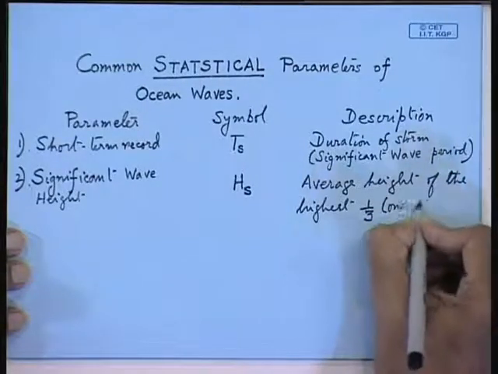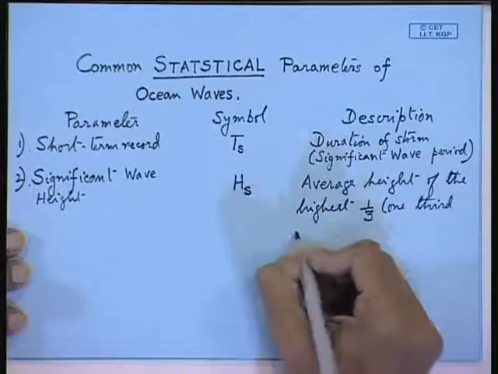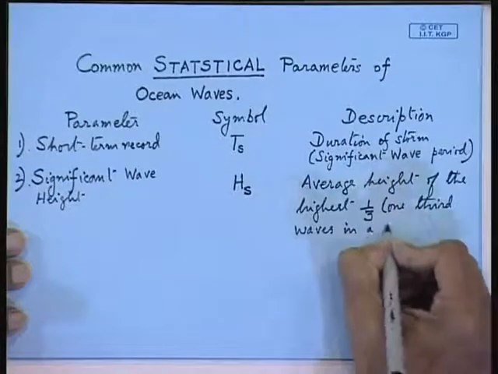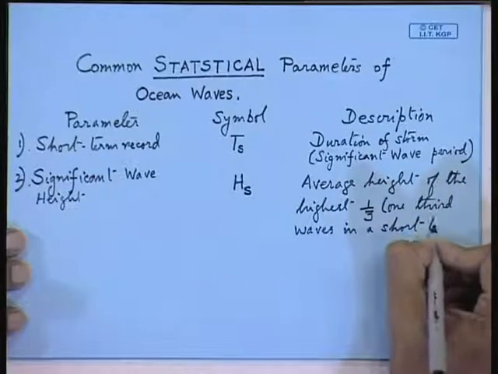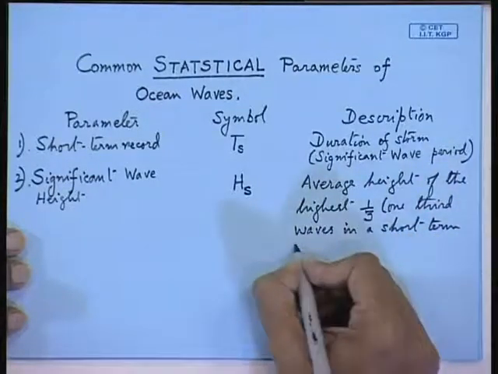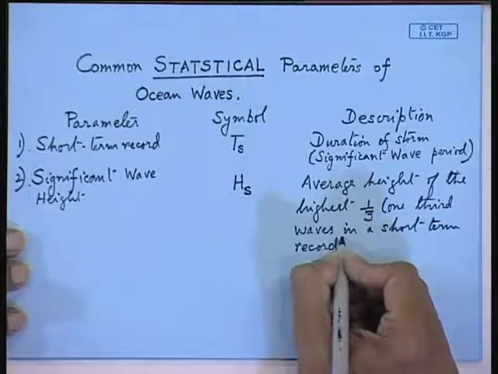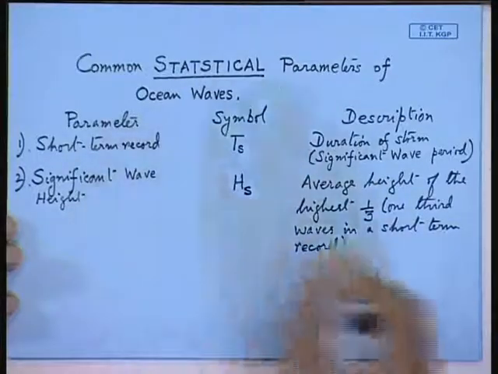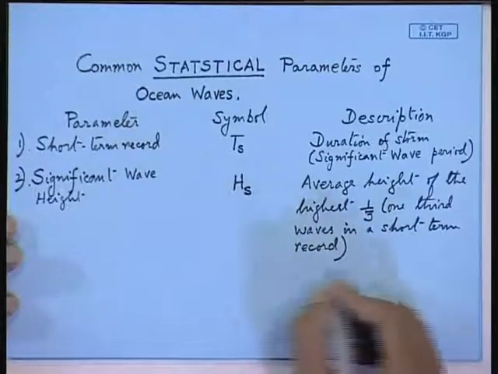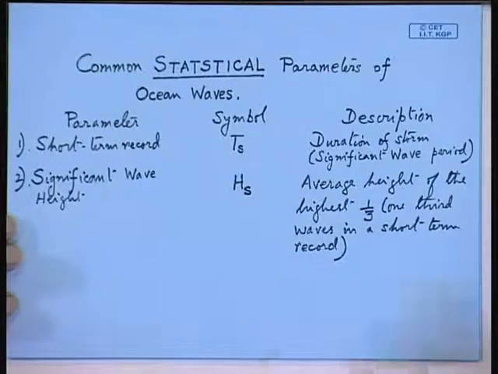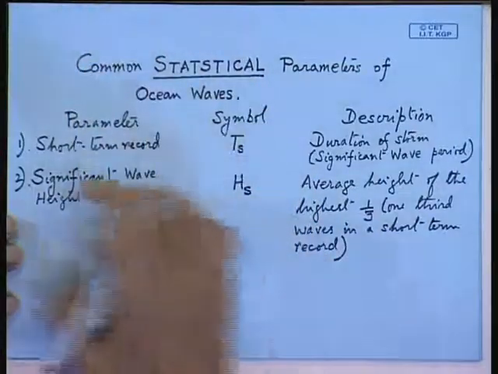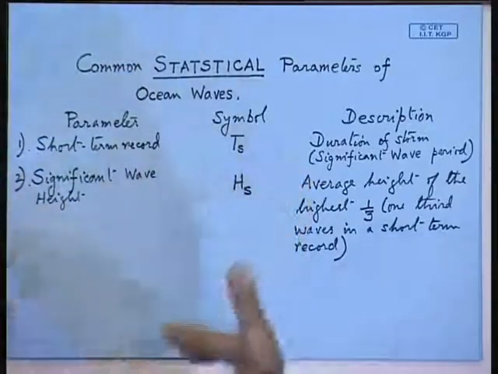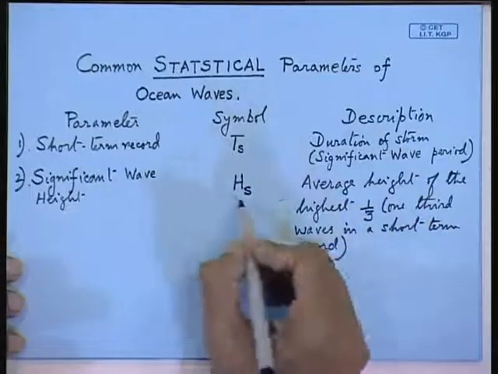or rather you write 1/3 waves. Now, this is done in a short term record. So, if I give you a wave record of the wave heights, how do you calculate HS? In a descending order, you take the wave heights, you make a chart. In the descending order, you plot all the wave heights and take 1/3 of the highest. You take 1/3 of the waves from the highest and mean of that, that is the average, means the mean will give you the HS.